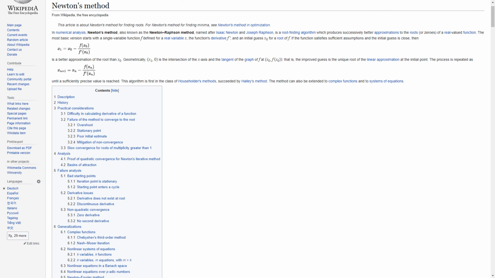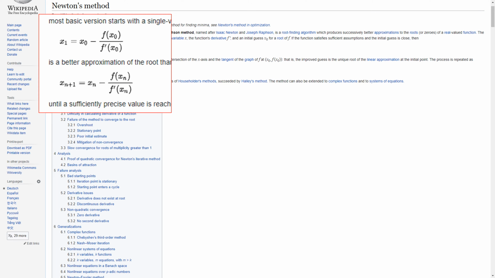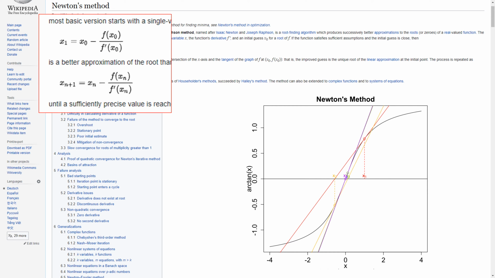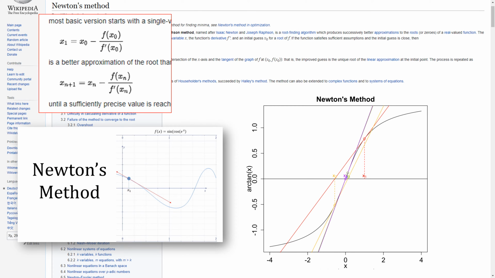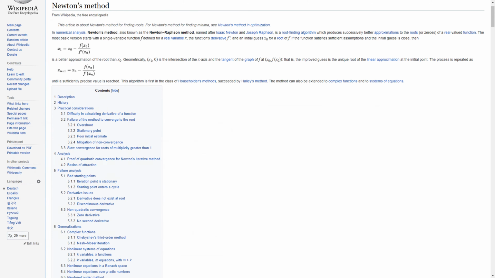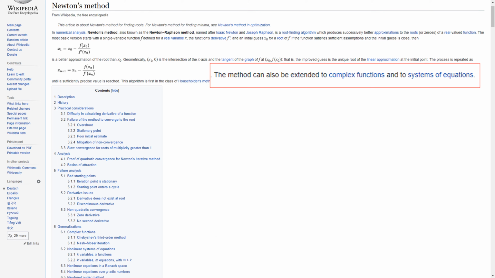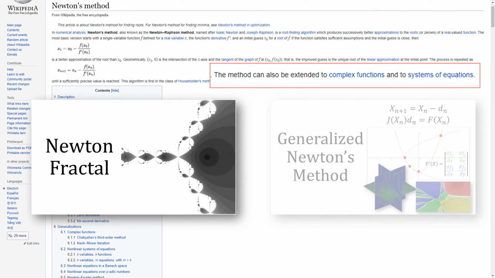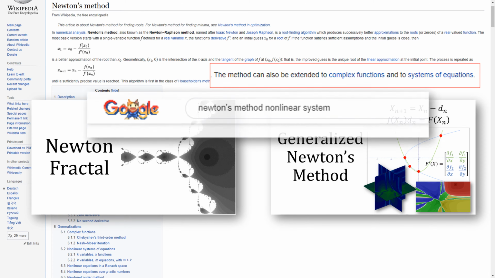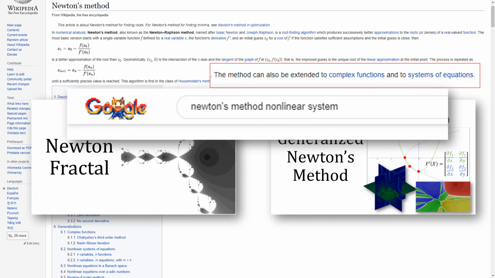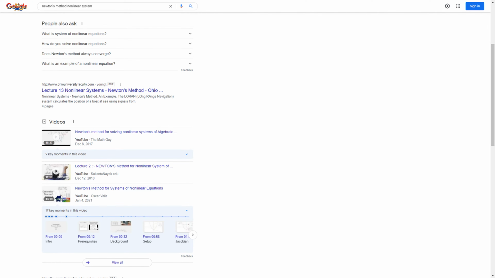When you go to Wikipedia and look up Newton's method, you'll find the general definition of the root finding method that uses tangent lines. I have an entire video on this topic. It also notes the method can be extended to complex functions and systems of equations, and I have videos on these. In fact, if you Google Newton's method nonlinear system, my lesson will be above the fold.